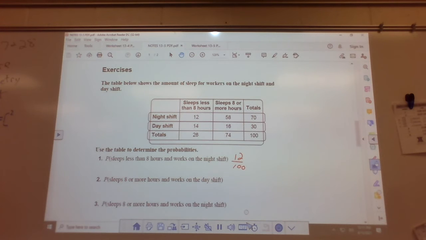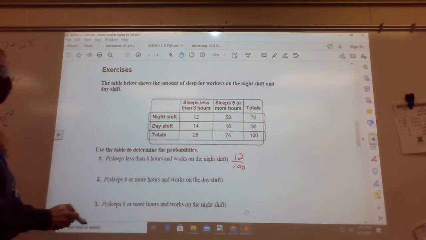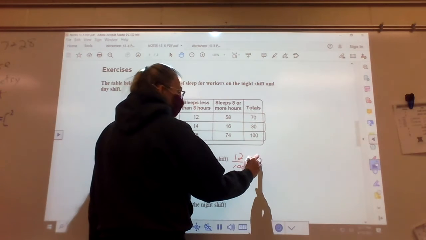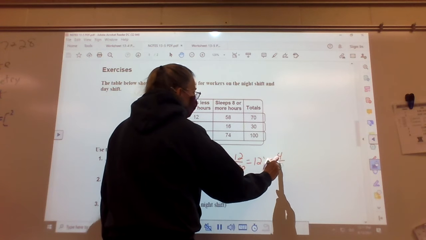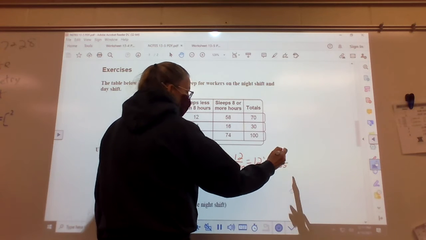We want to know based on everybody they surveyed, what did we get? Again, you can leave it like this. You can change it to 12%. It could have also reduced to 4 over 25. Any of those would work. Nope, 3 over 25.